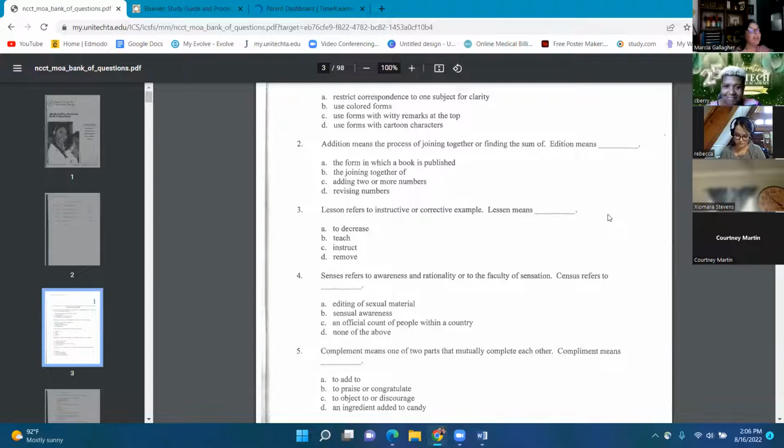Yes, it's the form in which your book is published. So addition is to add things together. Edition is like the edition of a book. What edition are we on? Ken's manual, we're on the 14th edition. Okay.